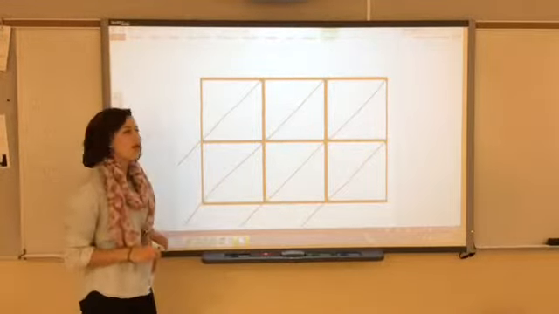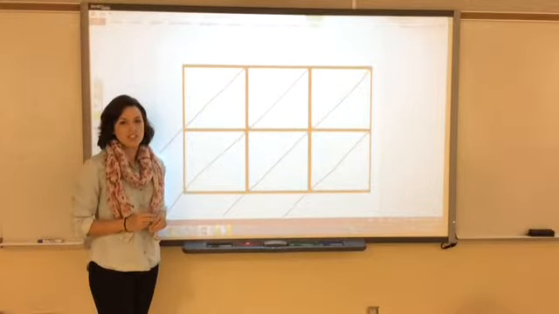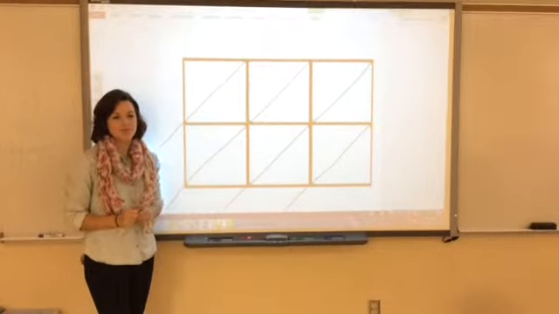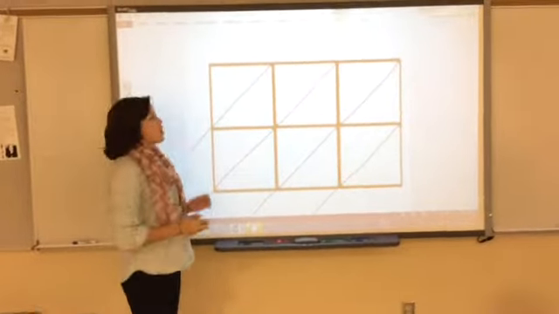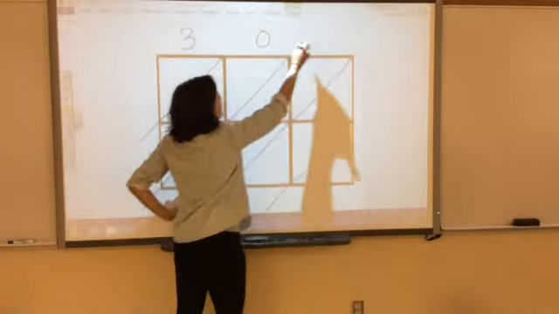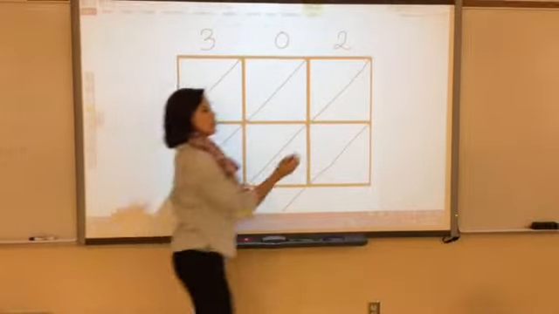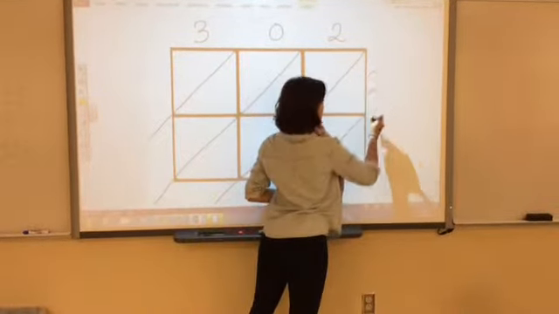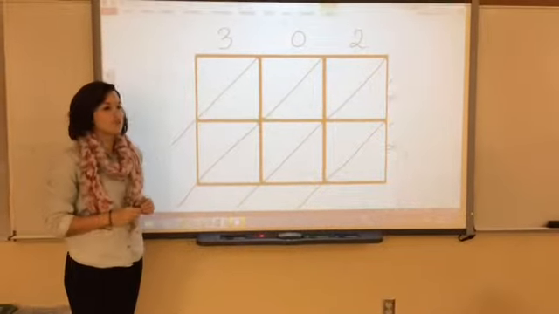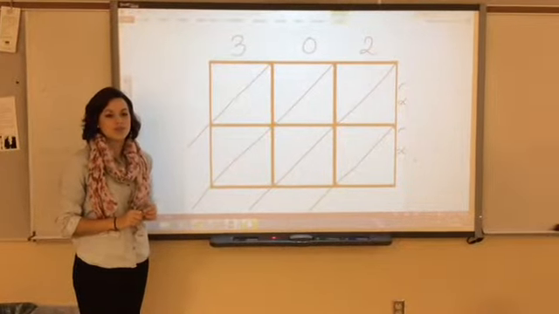So now we are multiplying a 3 by 2 lattice. We're going to multiply 302 by 22. So which number goes on top? Nice. 302 goes across the top. And then 22 goes down the right side of your lattice. Which numbers do you multiply first?